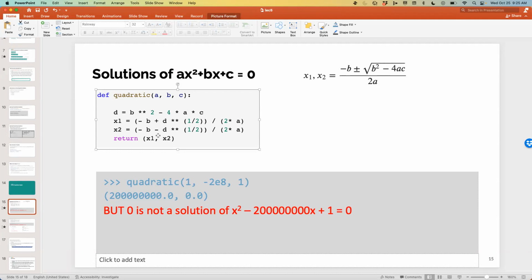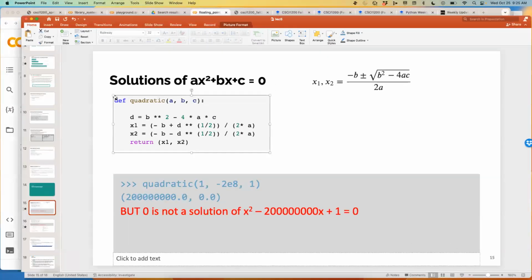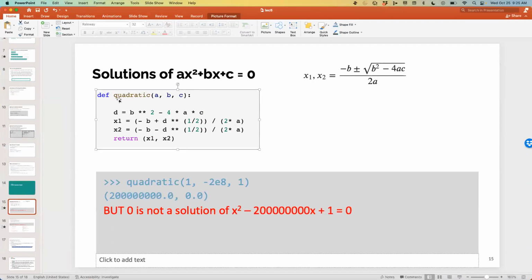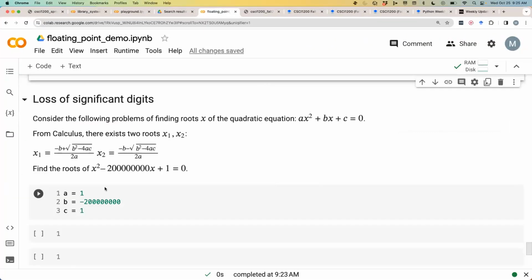If we follow this formula exactly, say quadratic ABC. So this is something you have not learned yet. We will learn it very soon. This is called defining a function. We're not going to go through this at this moment. So we're going to write our own calculation.